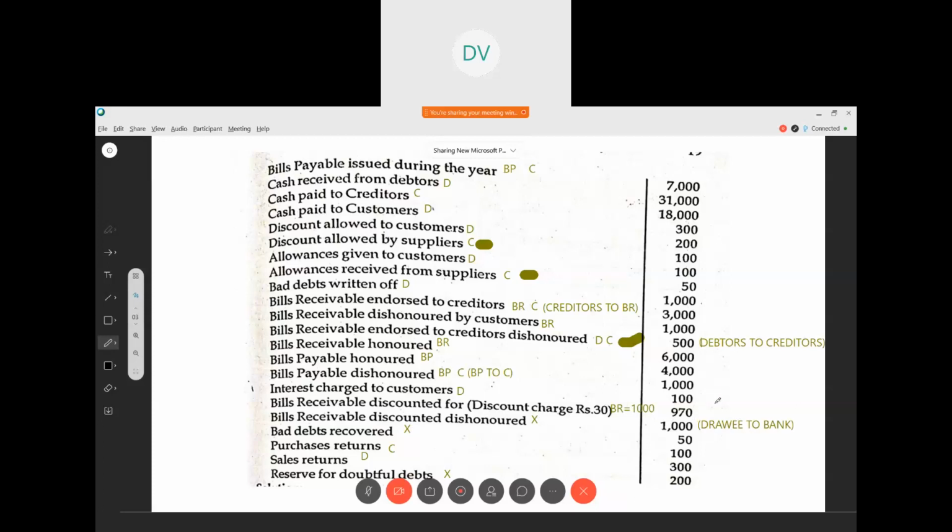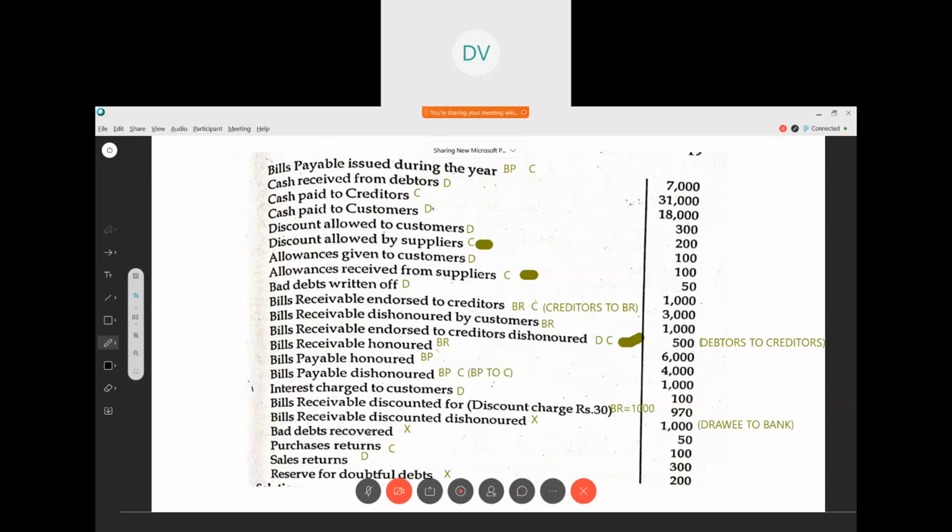Debtor has to pay the bank. So here bills receivable, bills payable, creditor, we need not pass the entries here because we don't know who drew the bill, right? So bills receivable discounted, dishonored, Roy has to pay the bank. So here it will not come.